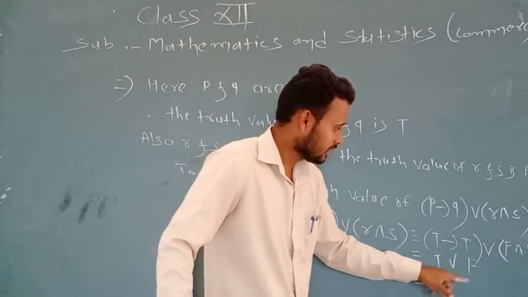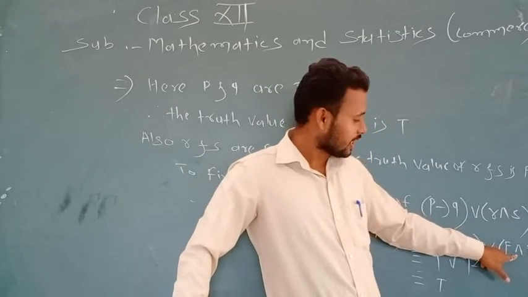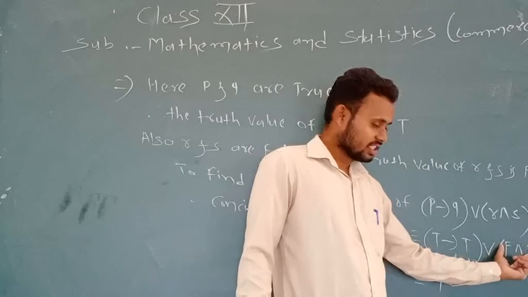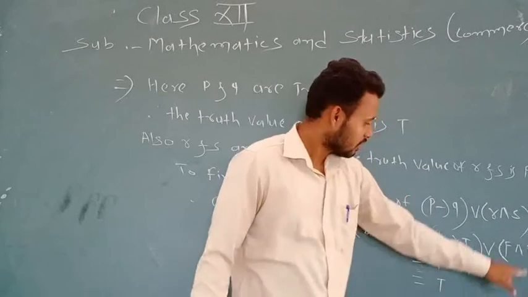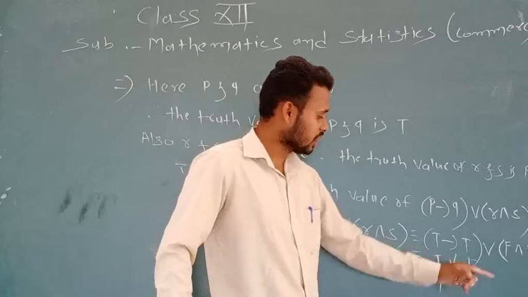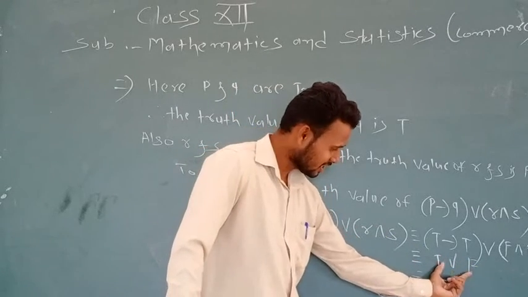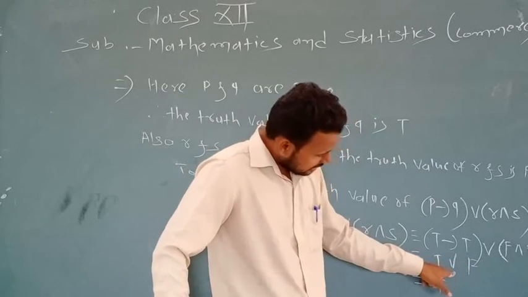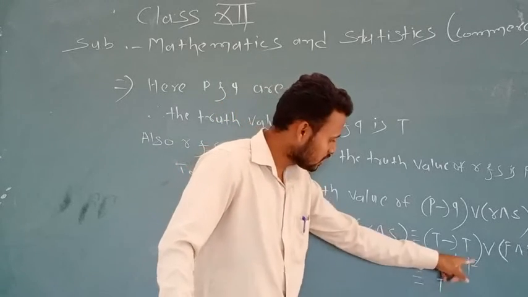Here, this symbol is join. Then, in conjunction, we know that if both the substatements are true, then the conjunction is true. Otherwise, it is false. Which is the otherwise condition. Therefore, here F. Now, here T join with F. Now, in disjunction, this symbol, we know that if both the substatements are false, then disjunction is false. Otherwise, it is true. Therefore, this is the otherwise condition. Therefore, this value is T.